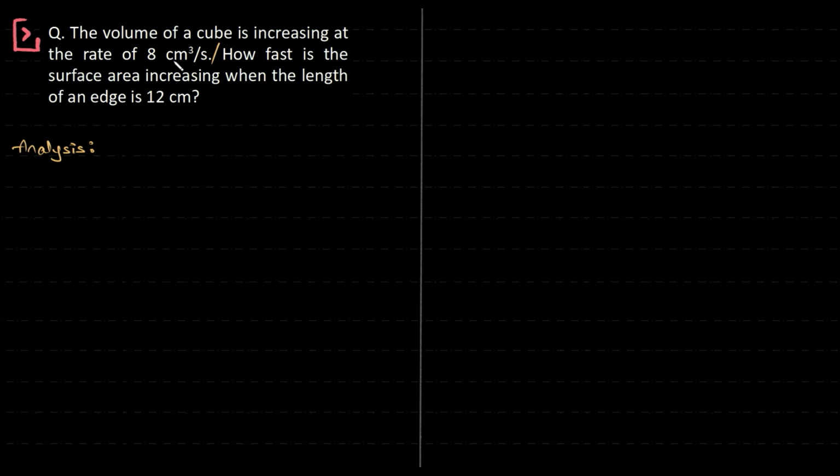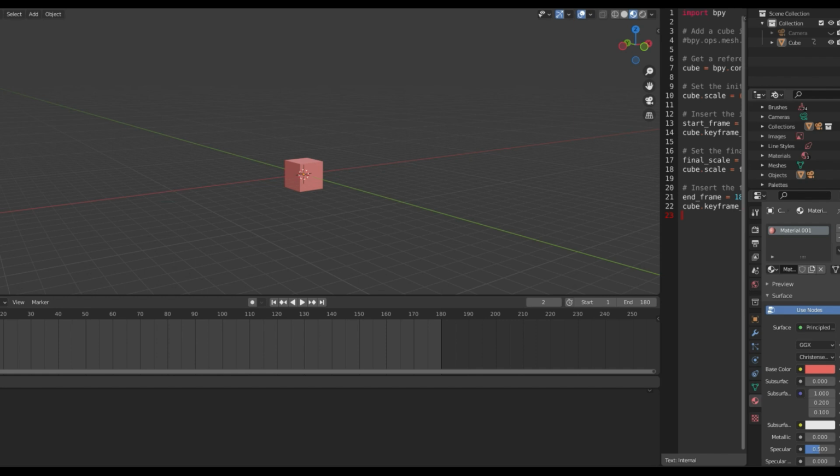Okay, so you need to understand that we have a cube which is increasing in its volume with respect to time. Something like this. Right, you have a cube. Now this is with respect to time. So every second we can see that it was increasing. So it came from this to this.